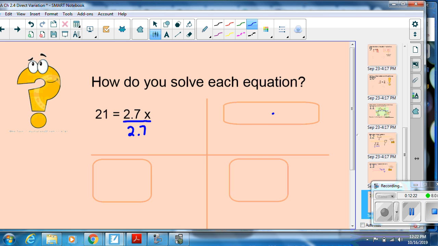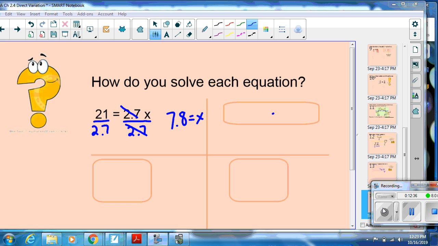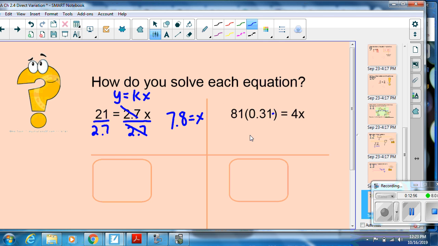I want to divide by 2.7, right? I'm canceling out that 2.7. In other words, those are dividing out to 1, and I'm left with x alone. So pause for a second, do 21 divided by 2.7, and see what you get. If you do that division correctly, you should get x equals 7.8. So in this case, 2.7 is my constant of variation, y equals kx. K is 2.7, and I get an x value of 7.8.